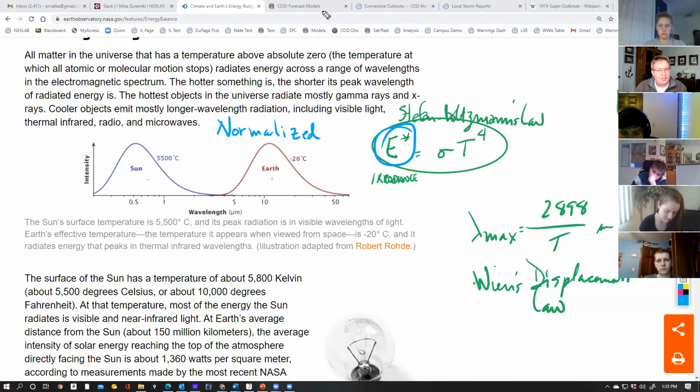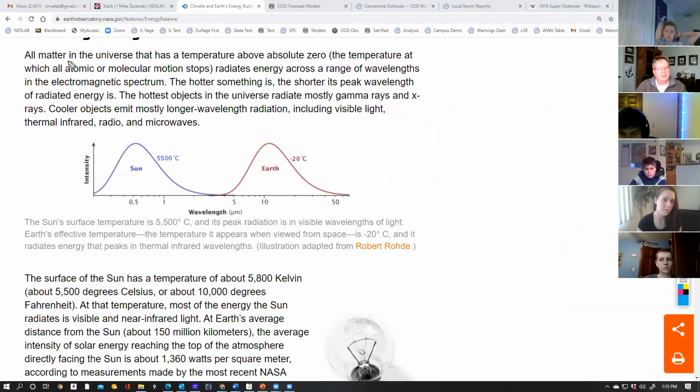So normalize says we're basically making it the same. I'm not worried about the area. They look the same to me because it's still a Planck's black body curve. So what is it that they're actually telling you in here? Well, let's take a look. All matter in the universe that has a temperature above absolute zero radiates energy across a range of wavelengths in the electromagnetic spectrum.